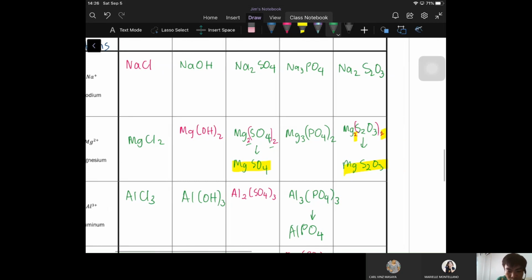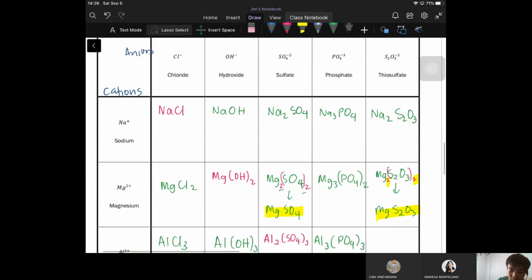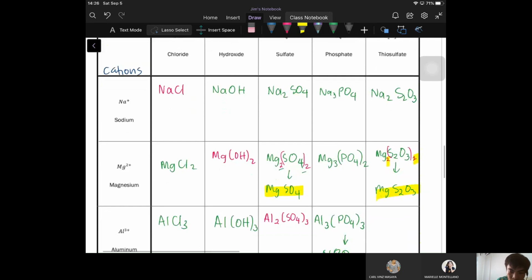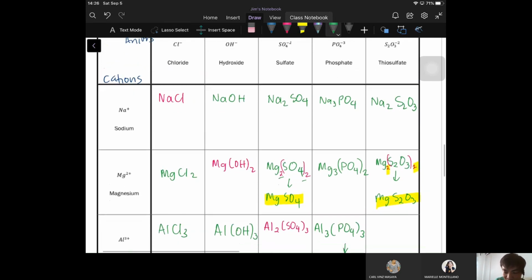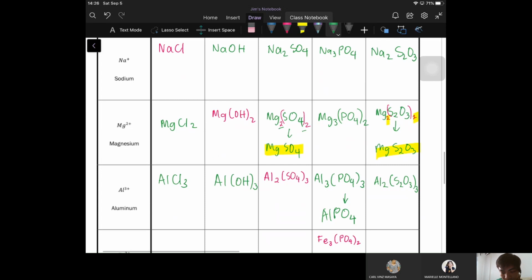Then, next one, I have thiosulfate, S2O3. Aluminum and thiosulfate, Al2(S2O3)3. So, ganun. Irreducible yung 2 and 3, no? So, as is yan. Basta keep in mind, pag parehas yung subscript, i-simplify na. Okay.